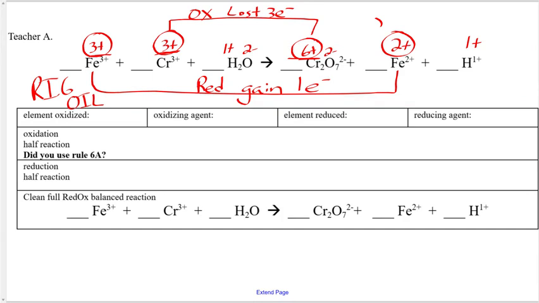The next step is to fill in these 4 boxes right here. So if you did a good job with your brackets, this should be fairly easy. So what's oxidized? Well, the Cr3 positive was oxidized because I have my bracket going to that element. What was reduced? Well, I have my bracket going to the Fe3 positive.